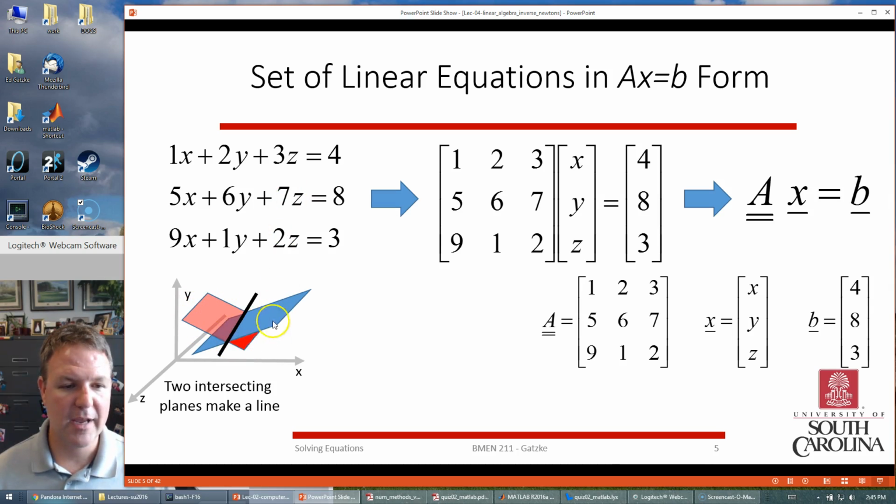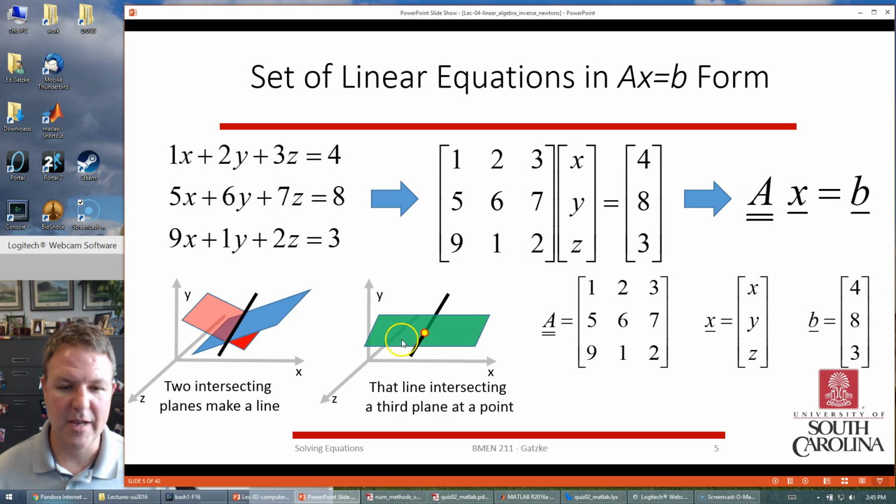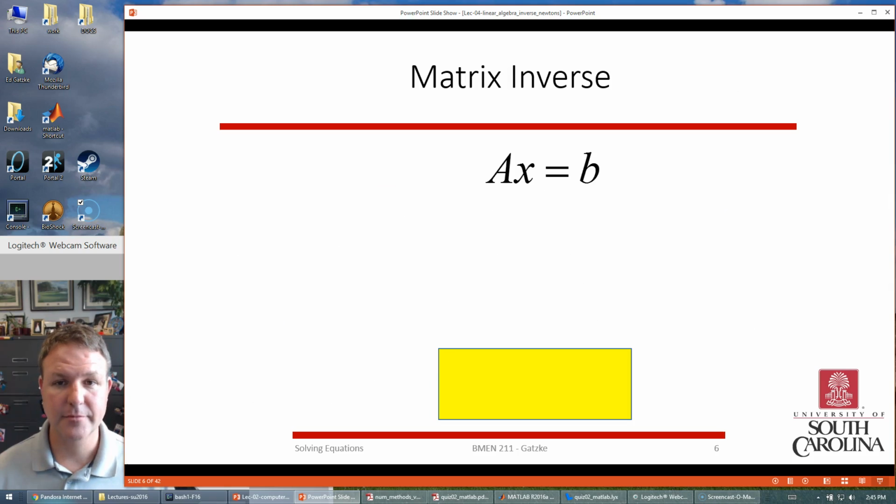So if you take 2 planes and you intersect those planes, you get a line. If you take that line and you intersect it with a 3rd plane, you're going to get a point. So once we solve these 3 equations, which represent 3 planes, we're trying to find that one point where all 3 planes intersect, if it exists. To do that, we're going to talk about the matrix inverse.